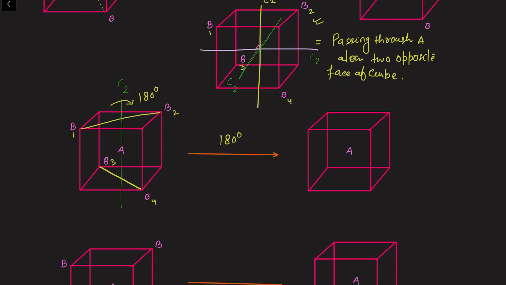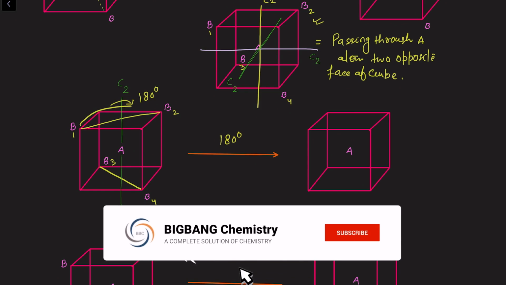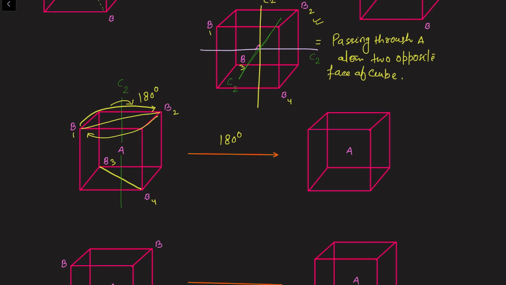Then what will happen? Again there is an interchange of positions. B1 will interchange its position with B2, and B2 with B1. The same thing happens on this face also, B3 with B4 and B4 with B3. So what is the new position now? Here B1 will come, here B2 will come, here B4 will come, here B3 will come. So this is structure number 2 and this is structure number 1, and both are equivalent to each other. We are getting an equivalent geometry. That's why this is the first C2 proper axis of rotation.